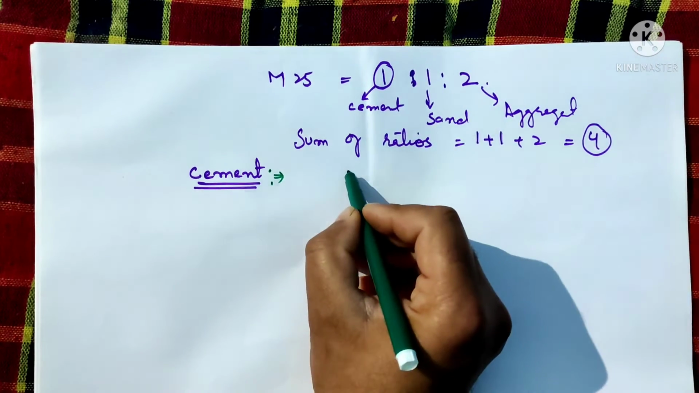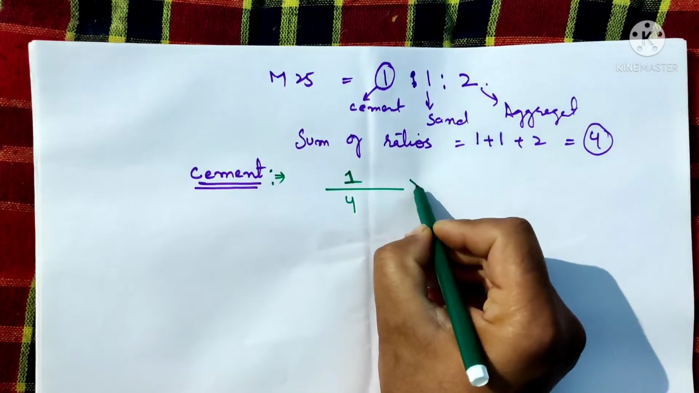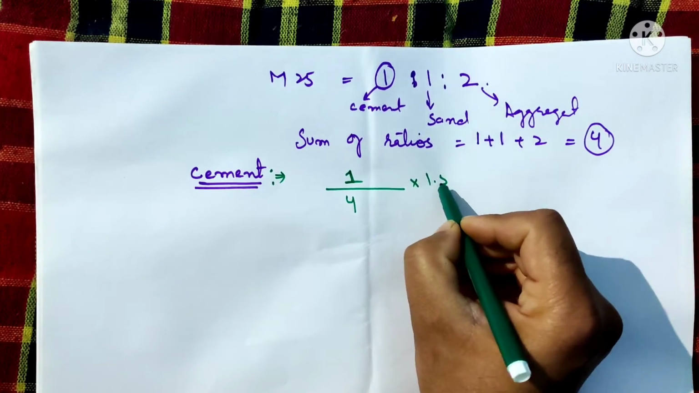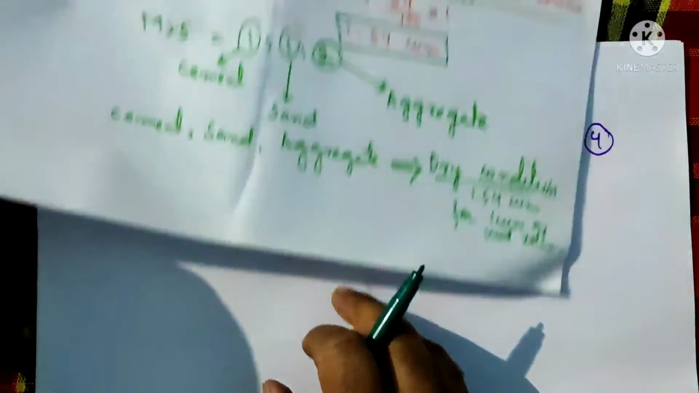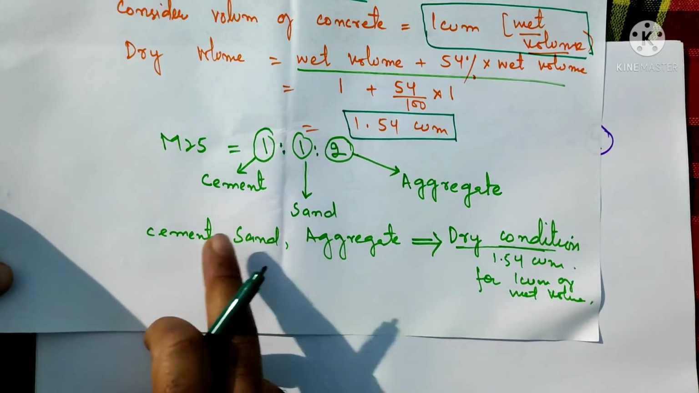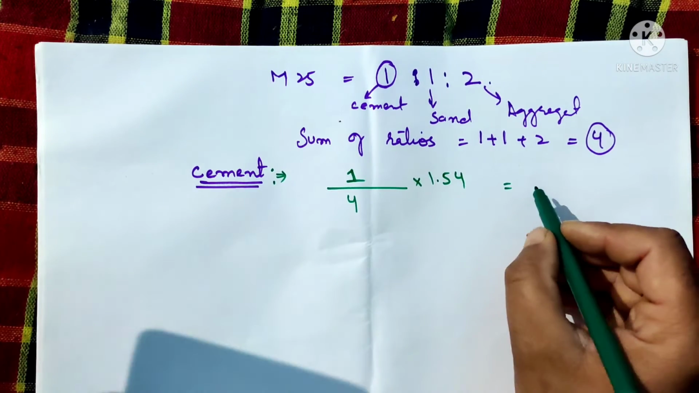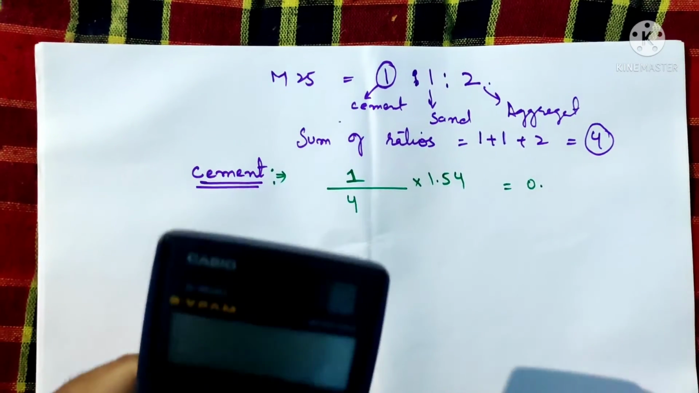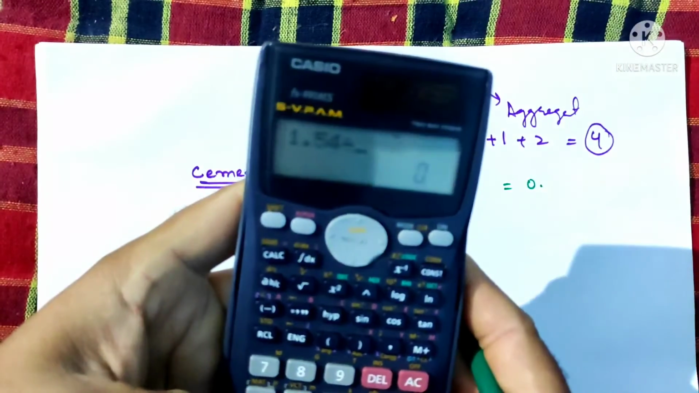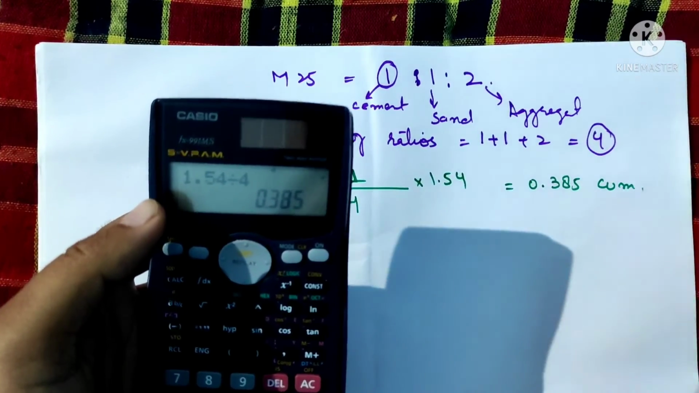So we have cement divided by sum of ratios, 4, into 1.54, the volume in dry condition, volume of concrete in dry condition. That's why I told you that to calculate the cement, sand, aggregate, we always take dry condition. So I took the dry condition here, which will come out to be 1.54 divided by 4, 0.385 cubic meter.